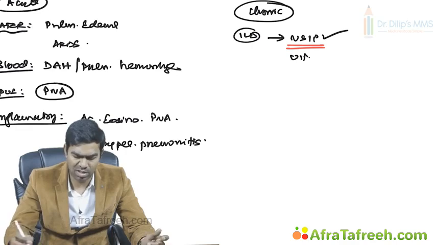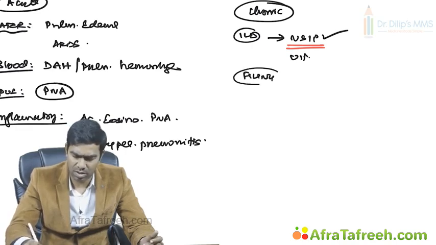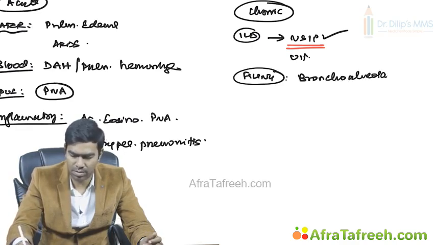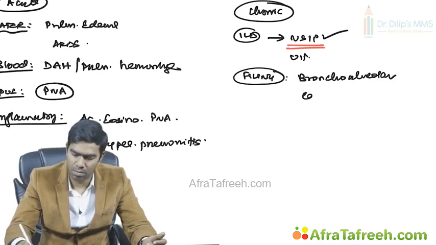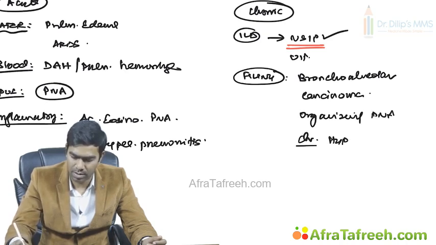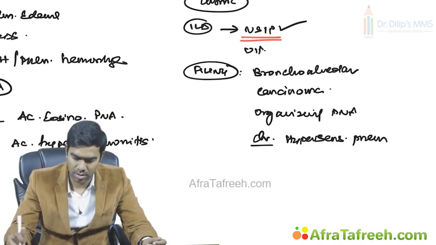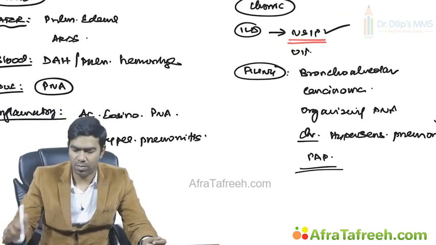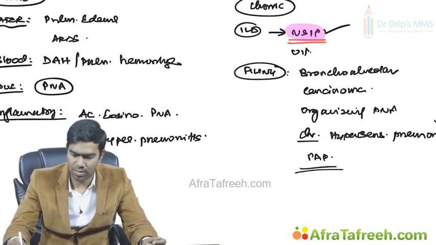Then you can get other filling conditions also, like bronchoalveolar carcinoma, very, very important. They can also produce ground glass. Consolidation, filling cause, bronchoalveolar carcinoma. Then you can get organizing pneumonia like cryptogenic organizing pneumonia. You can get chronic hypersensitivity pneumonitis. I can also get pulmonary alveolar proteinosis, rare, all these things. Clear? But in general, the most important of all the causes in this will be NSIP only.